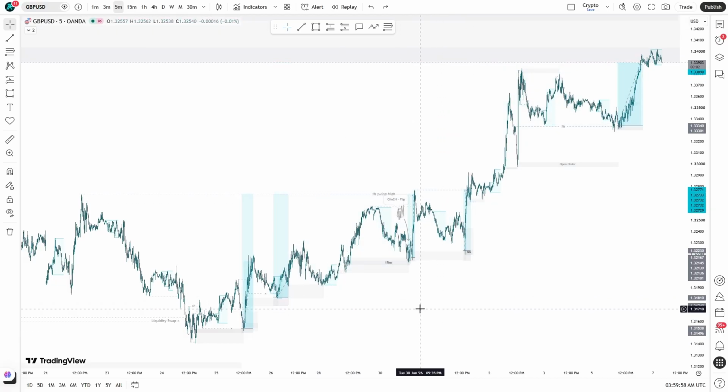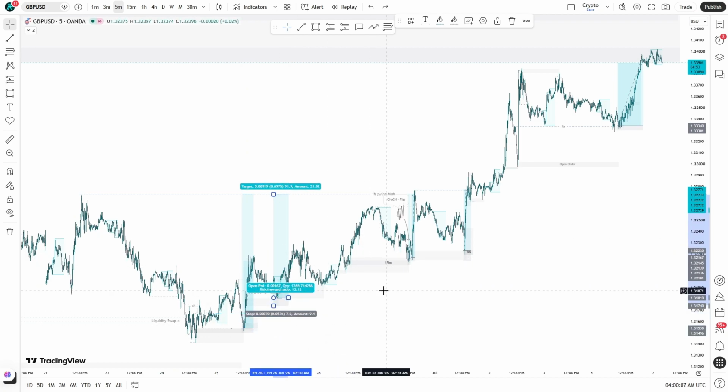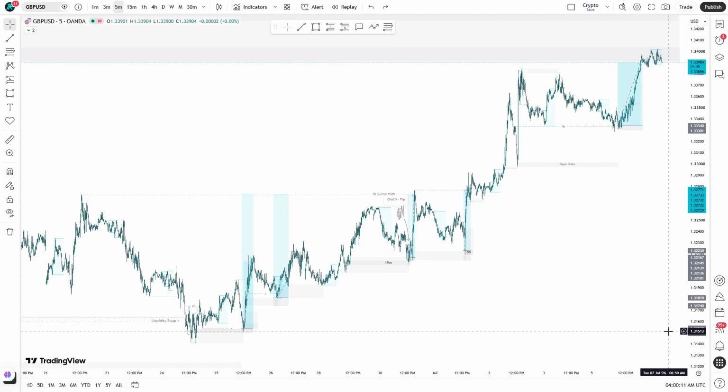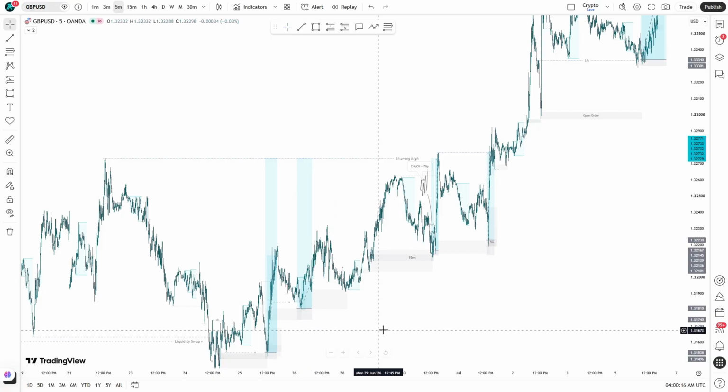So that's it for this second analysis. This one is very simple, just change of character and mitigation. Second one, break of structure, point of interest, mitigation and more. And we moved from there. But before we went up to this side, let me see what happened there.